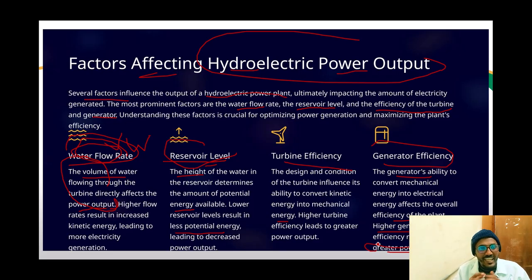So if you get my point, we have four things that affect hydroelectric power output. The first one is water flow rate, right? There should be a higher volume of water, especially in a small area. And the second one is the reservoir level. Higher reservoir level means there is higher potential energy, so we're going to get higher power output. The same thing, if the height of the reservoir is at a lower level, it's going to be a small power output. And then we have turbine efficiency. Here, the same thing for turbine and for generator, they should be efficient enough to give us the power that we need.